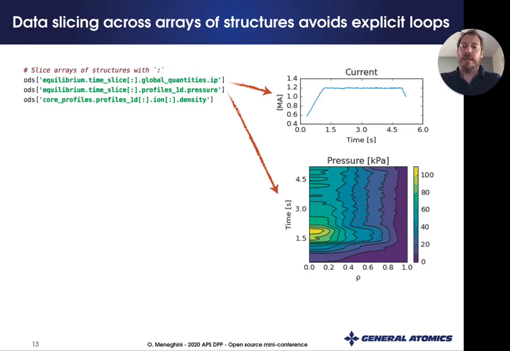Other features that are extremely helpful are, for example, the data slicing across arrays of structures. So, for example, we can take something that was a scalar, like the plasma current that we saw before, and request it as a function of time. So we get a time-dependent array. Same thing if you have something that is a 1D array, we can obtain a time-dependent evolution, for example, of the pressure. And this approach can also work for nested arrays of structures. So, for example, density is 1D, and for ions, we can have multiple ions as a function of time. So this will return us a 3D array.